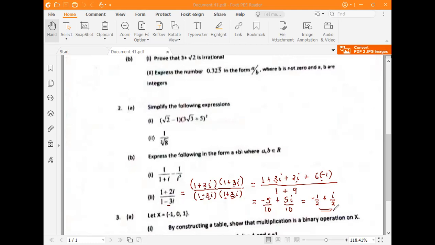3A, you are given X as a set. So is it wrong if you write it like i over 2 minus 1 over 2? It's not wrong, but why? Because you are told a plus bi. Okay.